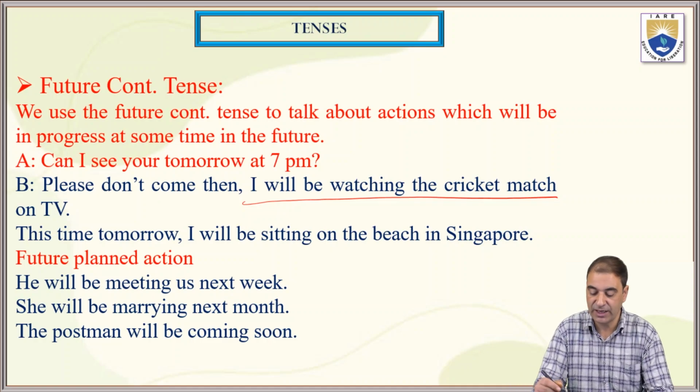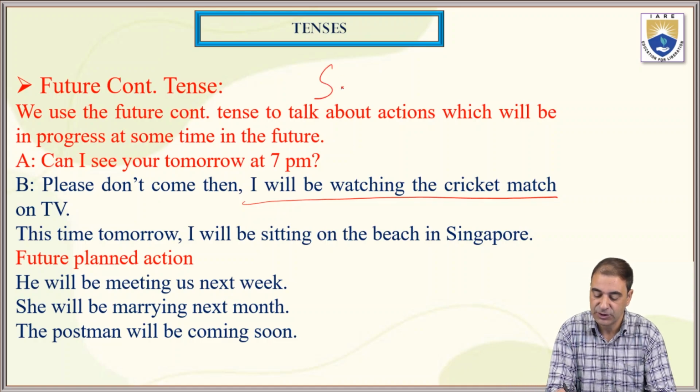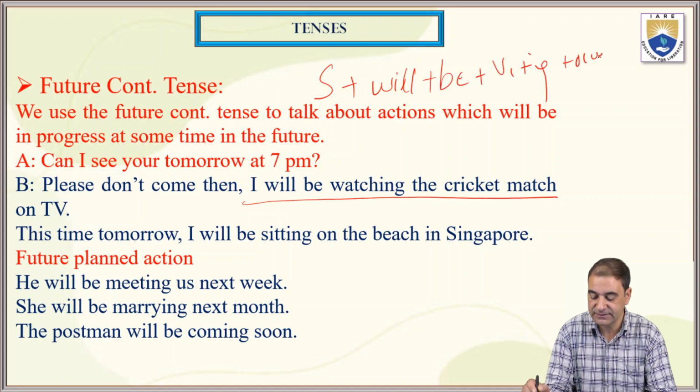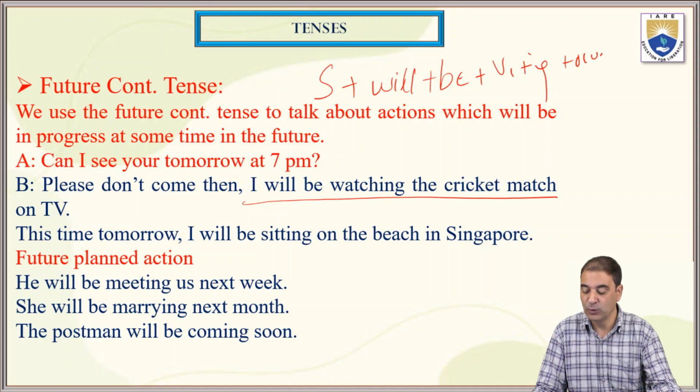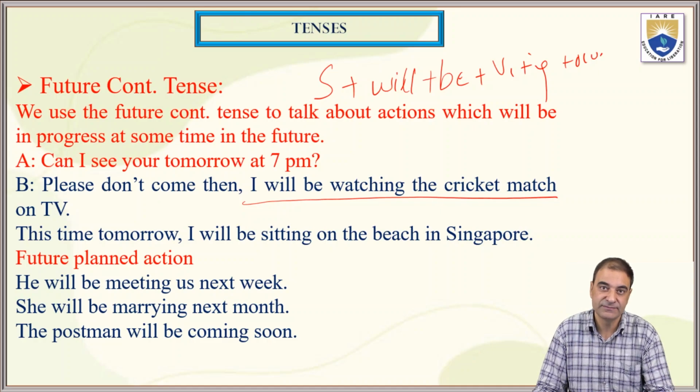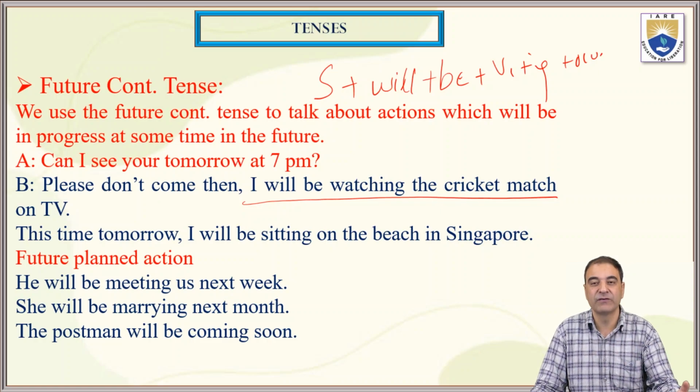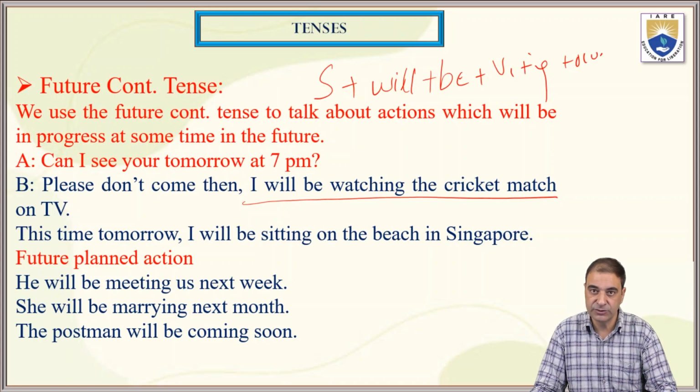This is future continuous. And you know the structure of future. It's subject plus will/shall be plus verb in ing form plus other words. This is future continuous tense. Here, please don't come then. I will be watching the cricket match on TV. That means this watching of the cricket match on TV will be continuous tomorrow at 7 p.m.